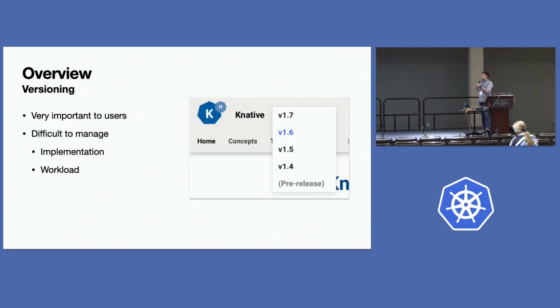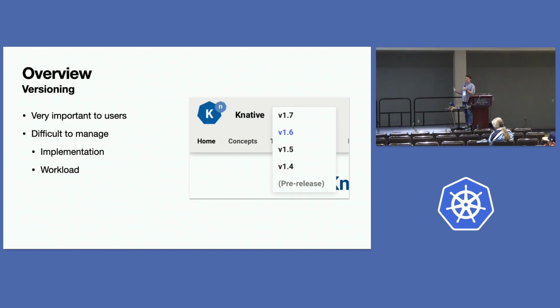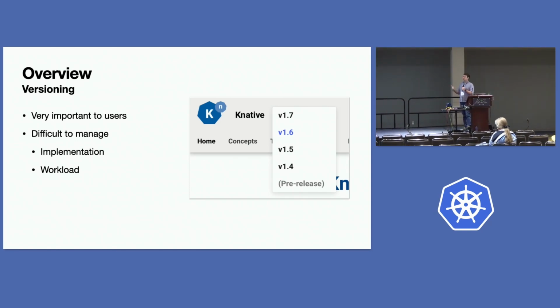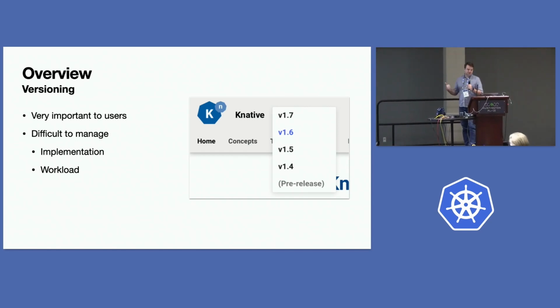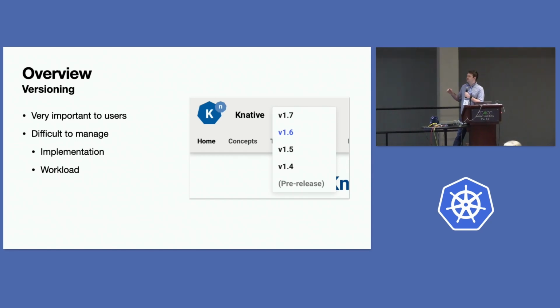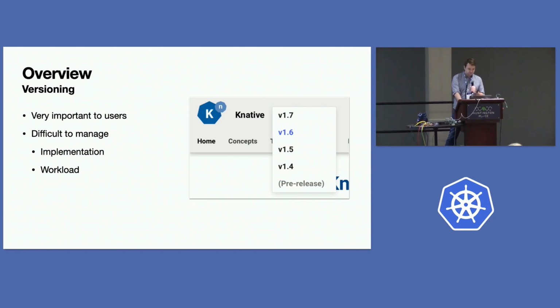So getting started with versioning. One thing I was surprised to learn is that it's super important to docs users because a small percentage of them are actually running the latest version, but it's also very difficult to manage both in terms of how you implement these different versions, and then it's an additional workload on tech writers.